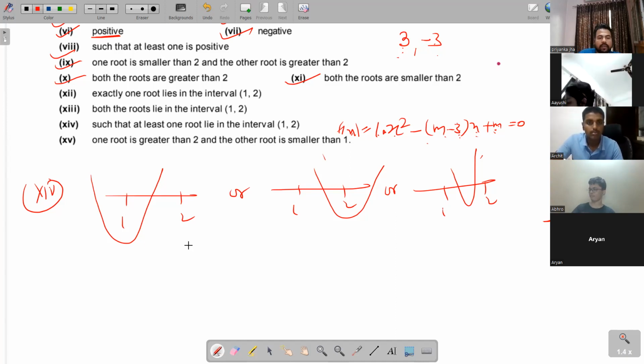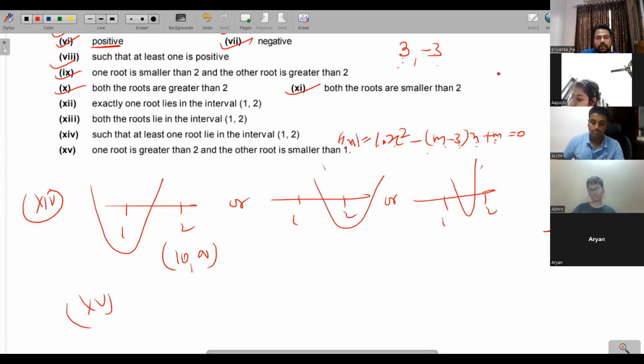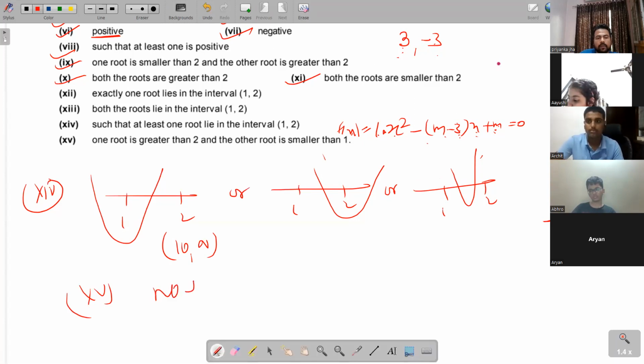Okay, now I'm giving you the answer. You can solve at home. And answer of 15th is, no solution for m. So solve at home. And if you find any issues, let me know, right?